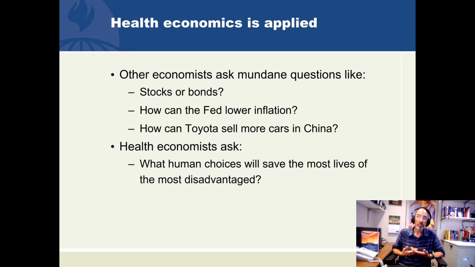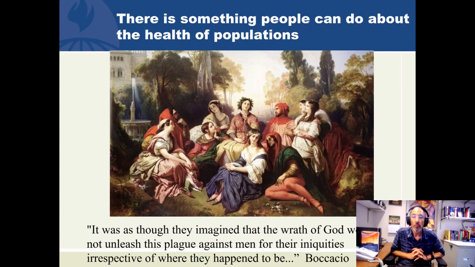Health economics requires a sense that the world can actually be made better. And this is a new idea in the face of history. Historically, there was not a belief that anything could be done about the health of populations. This is a picture from the Decameron by Boccaccio. And Boccaccio described a group of people who lived in medieval Italy in the 1300s, and they felt that no matter where they happened to be, they would get the plague. It was as though they imagined that the wrath of God would unleash this plague against men for their iniquities, irrespective of where they happened to be, and so they give up. They say there's nothing we can do except tell ourselves some stories. And the rest of the book is premised on the idea that there's nothing that can be done.